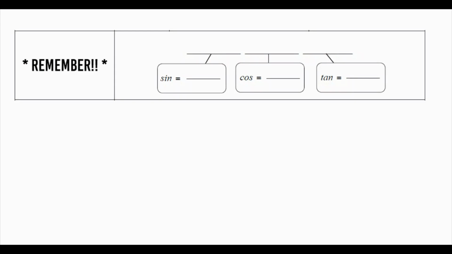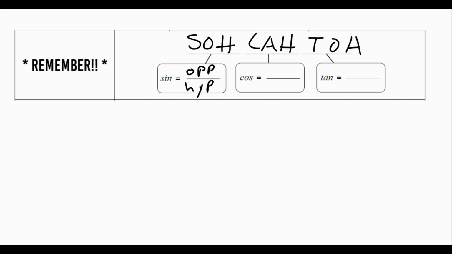An easy way to remember these ratios is to remember the acronym SOHCAHTOA. SOHCAHTOA stands for sine, cosine, and tangent. That's the S, the C, and the T. And then the O, the A, the H stand for opposite, adjacent, and hypotenuse. So sine is SOH, because S would be sine, O would be opposite, and H would be hypotenuse. So I know the ratio of sine is opposite over hypotenuse. Cosine is CAH, which is adjacent over hypotenuse.